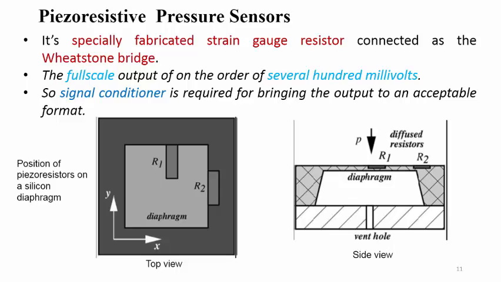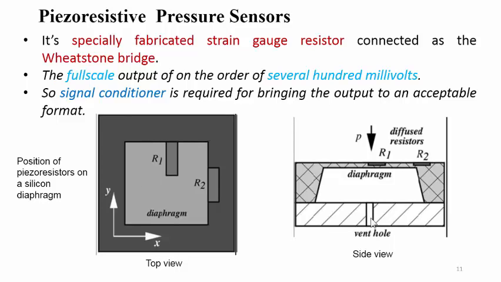So here the first figure shows the top view of this particular piezoresistive sensor, where y and x are the movement directions, and here you will find the two resistances R1 and R2 and the diaphragm.